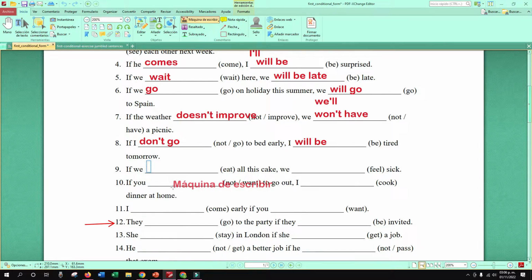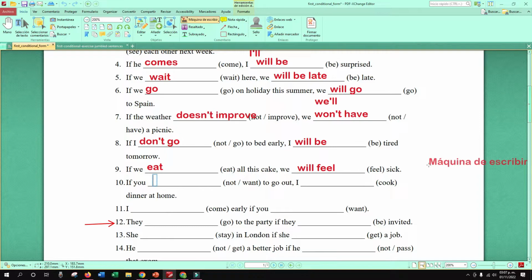If we, what? There you have it between parentheses, right? And that is simple present. So if we eat all this cake, we will feel sick. This is an easy one, right? If we eat all this cake, we will feel sick, right? Perfect. Let's see 10. Who wants to do number 10?